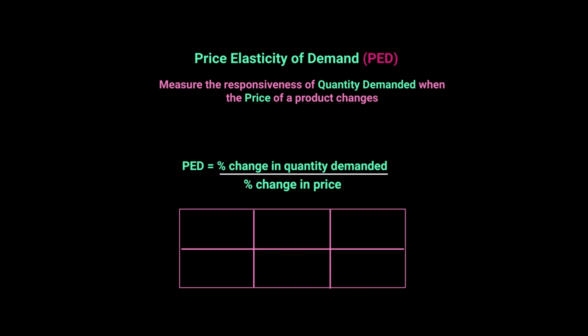Now, in terms of its definition, price elasticity measures the responsiveness of quantity demanded when the price of a product changes. It's simply what it says: as the marketing department, as the business, you want to see before making the change how the consumers are going to react to your decision of changing the price, whether that's an increase or a decrease.